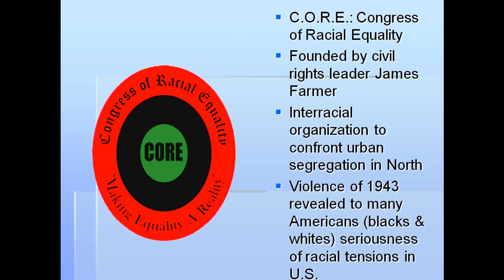CORE, the Congress of Racial Equality, was founded by civil rights leader James Farmer. It was an interracial organization that confronted urban segregation in the North. And this, again, was segregation that was more unspoken because they didn't have Jim Crow laws in the North. But still, segregation was quite apparent. The violence of 1943 revealed to many Americans, both blacks and whites, the seriousness of the racial tensions in the U.S. and not just in the South.